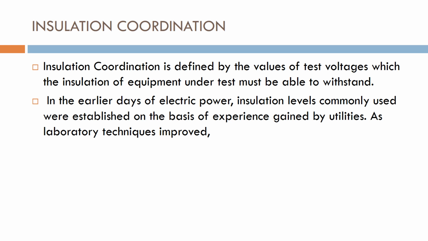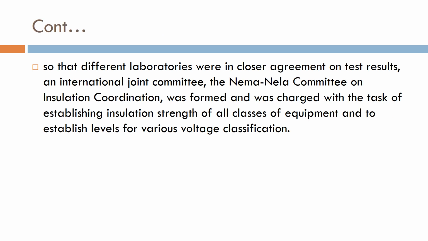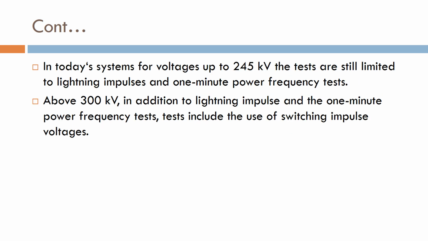In earlier days, the power system insulation levels commonly used were established based on the experience gained by the utilities. As laboratory techniques improved, different laboratories were in closer agreement on test results, and the International Joint Committee and NEMA Committee on Insulation Coordination was formed and charged with the task of establishing the insulation level strength of all classes of equipment and establishing levels of various voltage classifications.